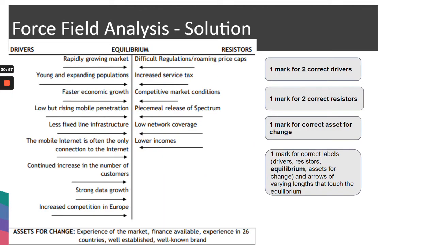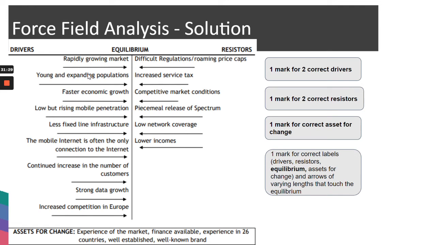So let's have a look at the SQA marking scheme for this question. As I said, you receive 1 mark for having 2 correct drivers. In order for a driver to be correct, it needs to be used from the case study. You need to have an arrow under the driver. The arrow must be touching the equilibrium line and it must be of varying lengths. So there's no limit to the amount of drivers or resistors that you can have in each column, but you need at least 2 correct ones in order to gain that mark for your drivers.